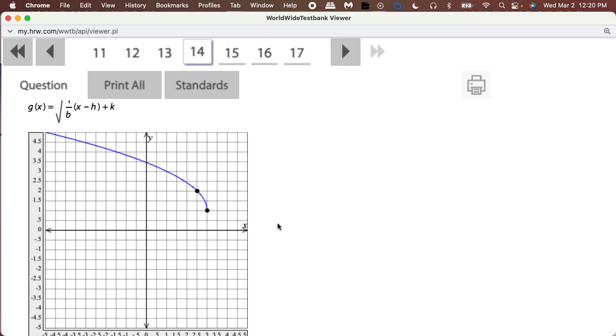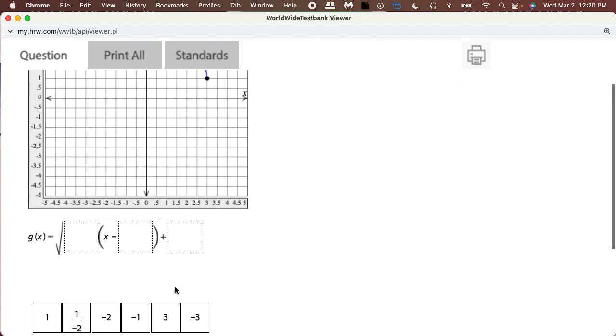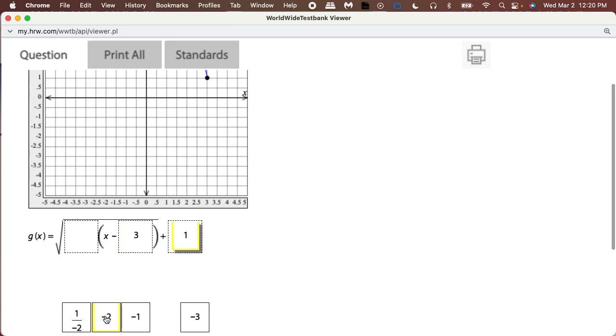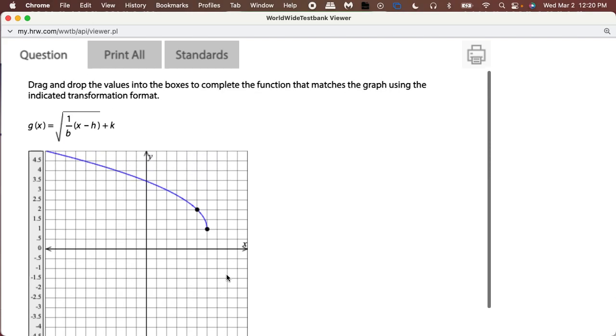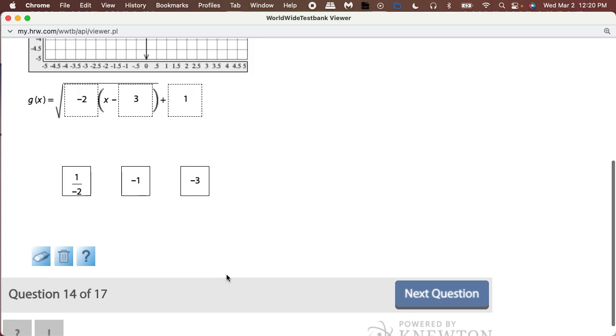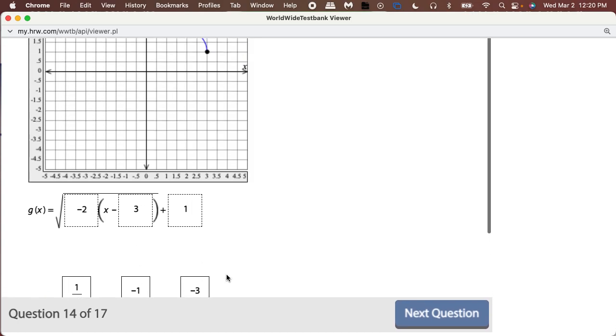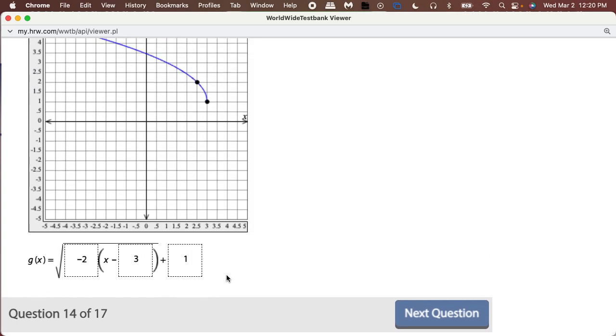Now I just drag and drop my found values. So H was 3. Don't change any signs. K was 1. And I went down 2, run 1. And you are done with number 14. Okay? Please ask if you're not sure where in the world did you get that number.